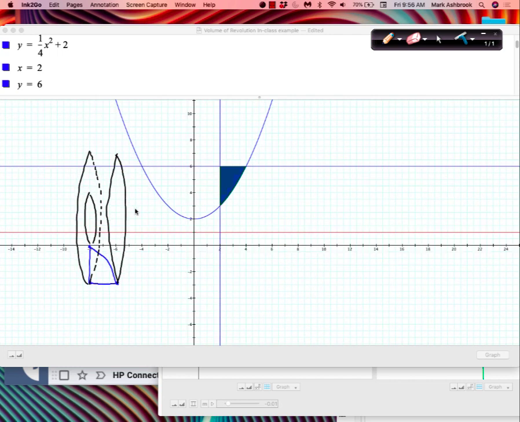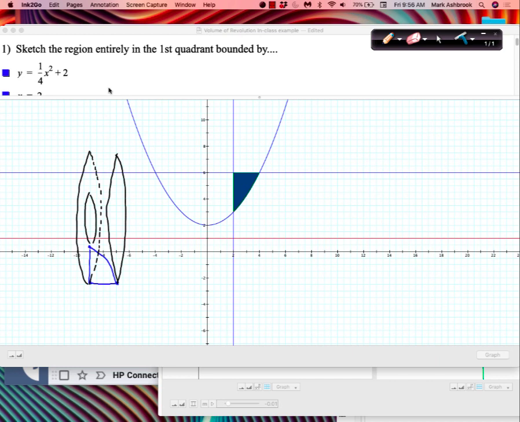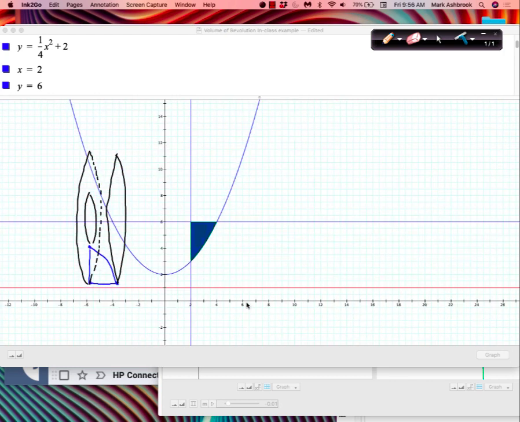So do you agree with these 3 blue curves right here? Do you agree with those 3, the parabola and the 2 lines? So this green section is the only one that fits what I'm saying, which is entirely in the first quadrant, bounded by those 3. So down here, is that what you're saying, all this? So maybe I'll just take a look at what you're drawing and we can answer that separately.